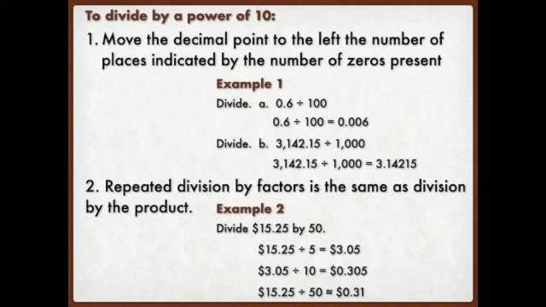Now when I divide by a power of 10, I'm going to be moving the decimal point not to the right but to the left. So it's the same thing that we did, but instead we're moving the decimal point to the left, based on the number of zeros. And you can see in example 1, the decimal point is moving 2 zeros to the left.